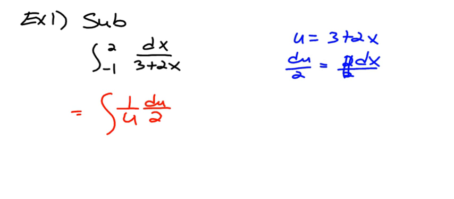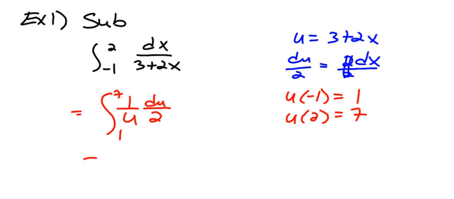Two more things I need to do. One is change my bounds. If I plug in -1 into the u function, I get 1. And if I plug in 2, I should get 7. So my new bounds are 1 and 7. I'm also going to neaten up this du, so I'm going to pull that 1/2 fraction out. And I have du over u going from 1 to 7.